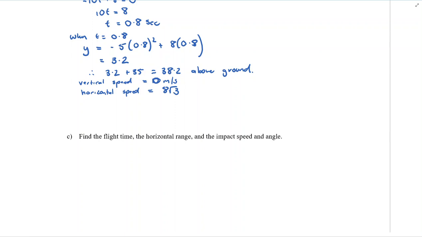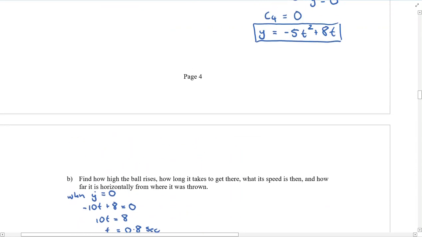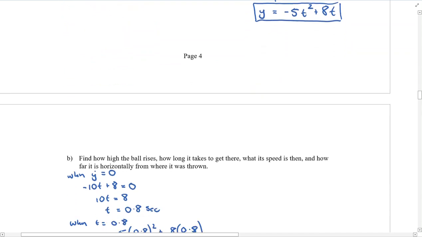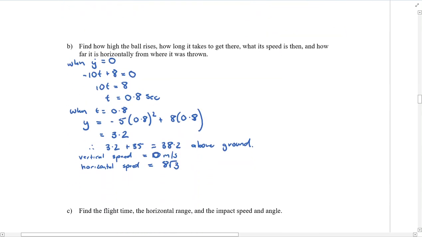Okay, so we've got the vertical and the horizontal speed. So then we want to know how far has it gone horizontally when it's at that top point. So I'm going to be subbing into my x equation, that one there, x equals 8√3t, but what is t? How long did it take to get there? Do you remember? It's on that next page. How long did it take? It's written right there. 0.8 seconds.